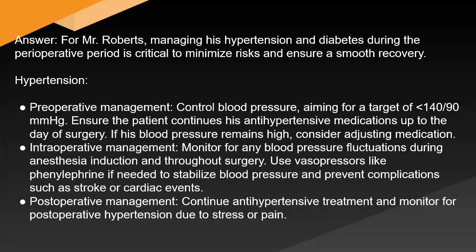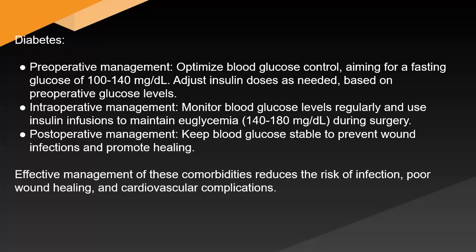Postoperative management: continue antihypertensive treatment and monitor for postoperative hypertension due to stress or pain. Diabetes, preoperative management: optimize blood glucose control, aiming for a fasting glucose of 100-140 mg/dL. Adjust insulin doses as needed based on preoperative glucose levels. Intraoperative management: monitor blood glucose levels regularly and use insulin infusions to maintain euglycemia, 140-180 mg/dL, during surgery. Postoperative management: keep blood glucose stable to prevent wound infections and promote healing.